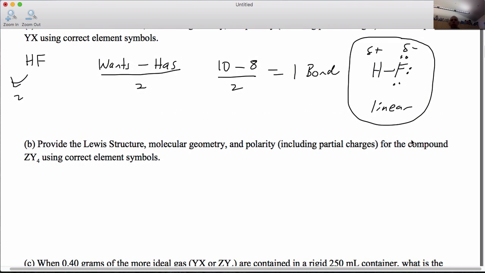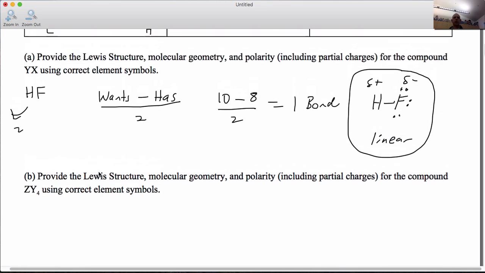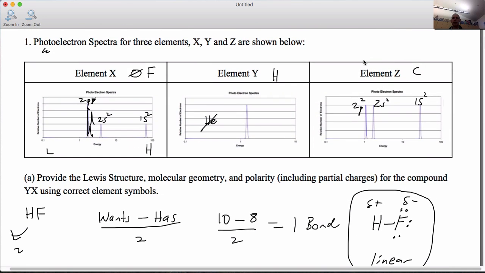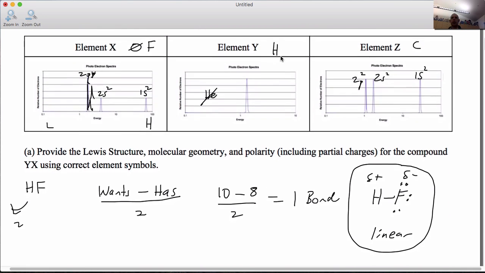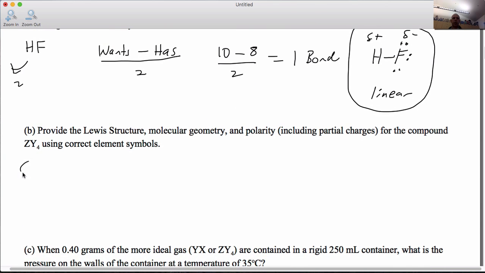Provide the Lewis structure, molecular geometry, and polarity for ZY4. So Z is carbon and Y is hydrogen. So we know that that's going to be CH4. Okay, wants minus has divided by 2. So we know that what it wants here, there's 8 here, and that's going to be 2 times 4 is 8.